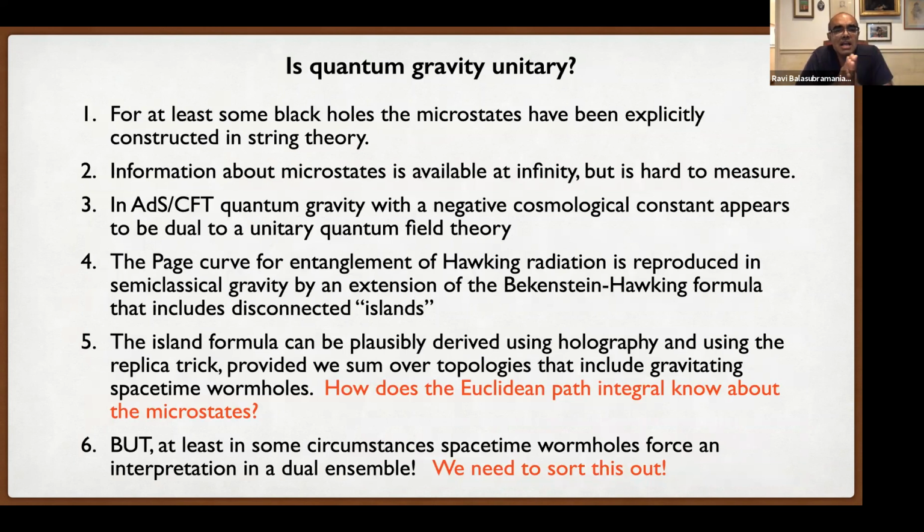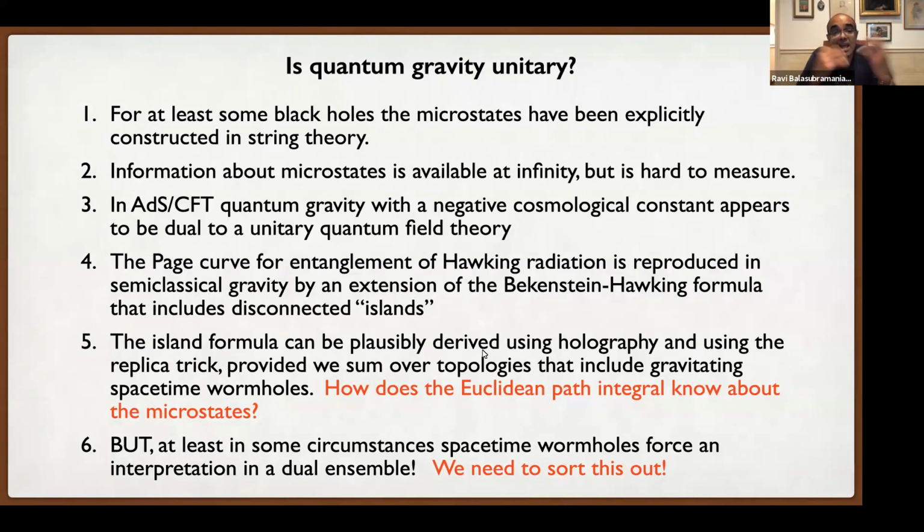So to me, this means that there is some sort of basic tension that I think we, as a community, are trying to sort out. On the one hand, the Page curve for the entanglement of Hawking radiation is reproduced in semiclassical gravity by an extension of the Bekenstein-Hawking formula that includes these islands. We're able to justify these, that seems nice, using Euclidean wormholes and so on. And you can plausibly derive it using holography and so on.